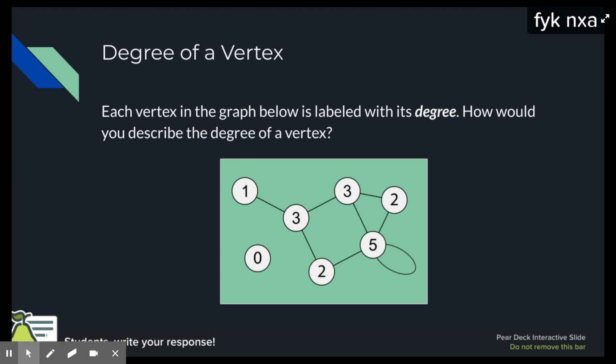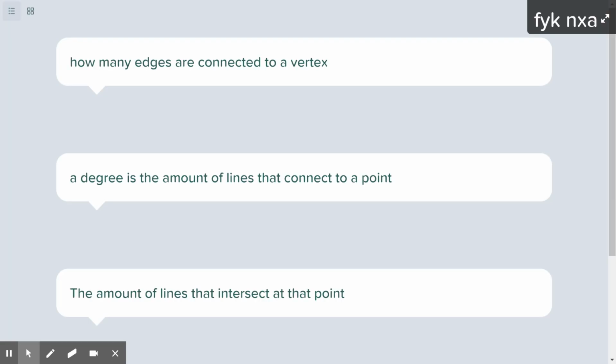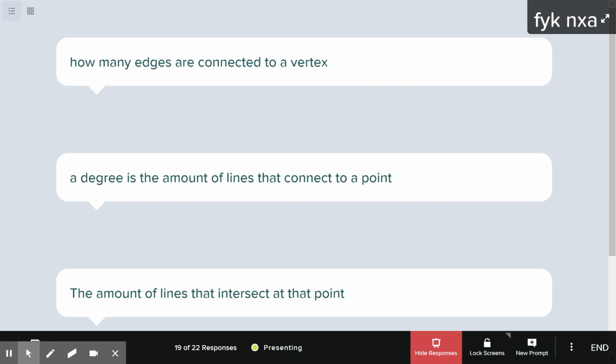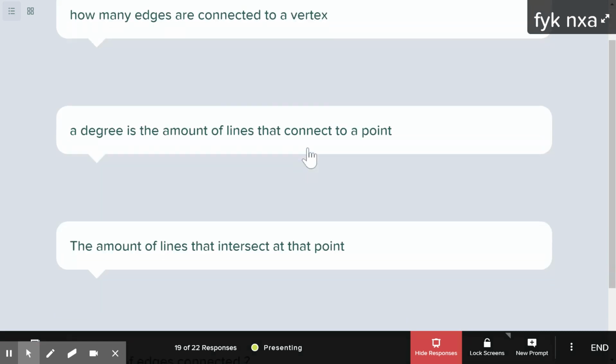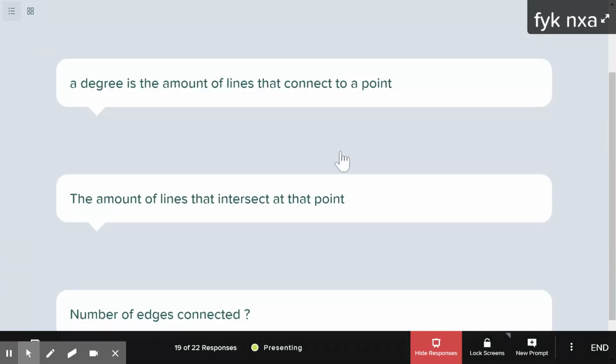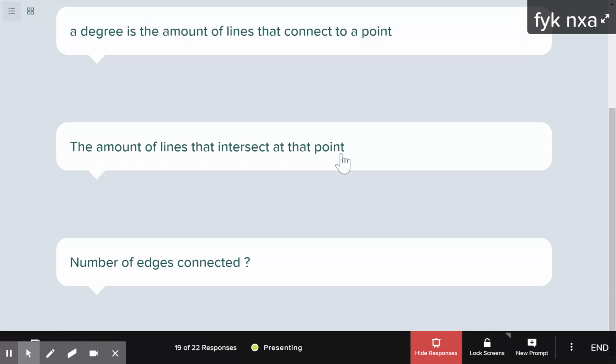All right, let's see if this works. I've highlighted a couple of responses. Let's see if you see this on your screen. Check your screen out. How many edges are connected to a vertex? A degree is the amount of lines that connect to a point. The amount of lines that intersect at that point. Number of edges connected.